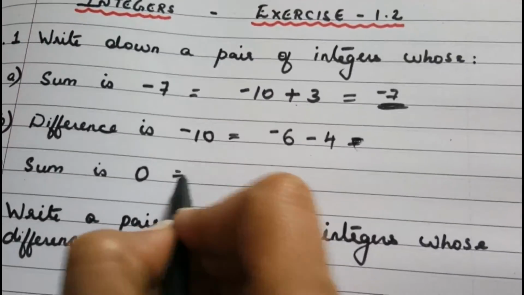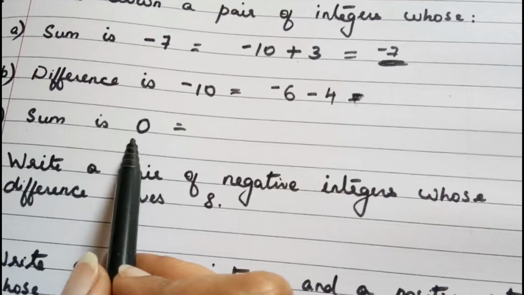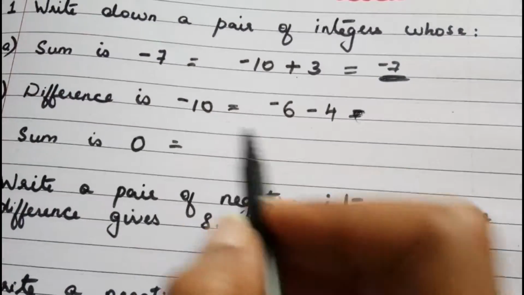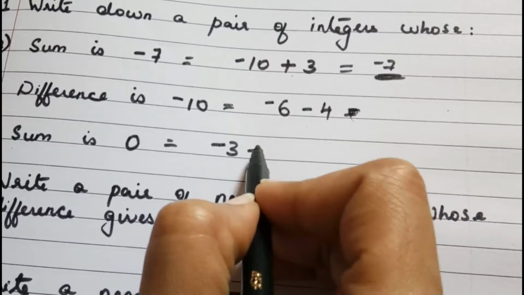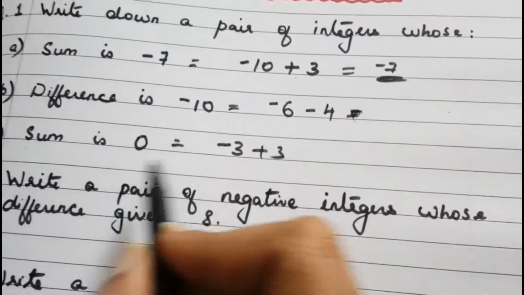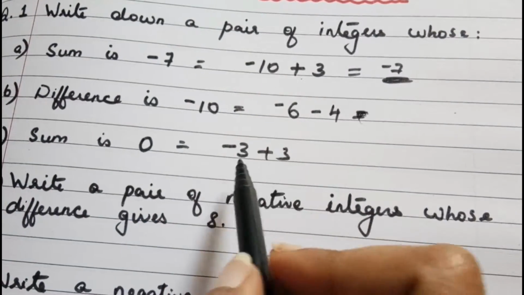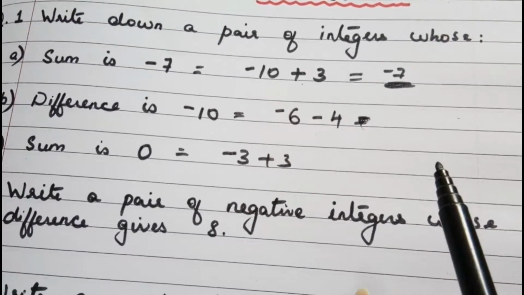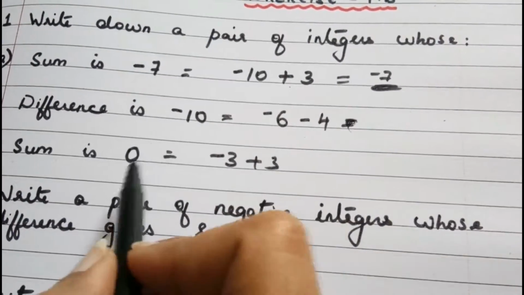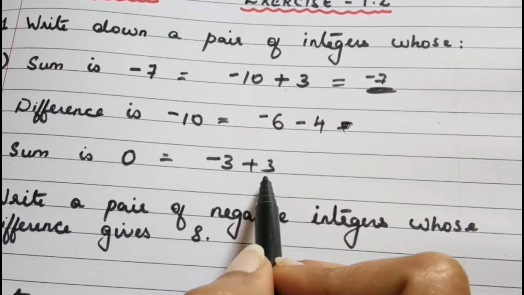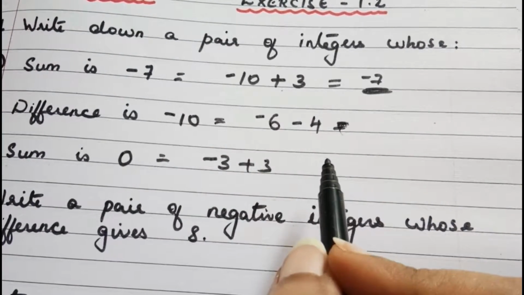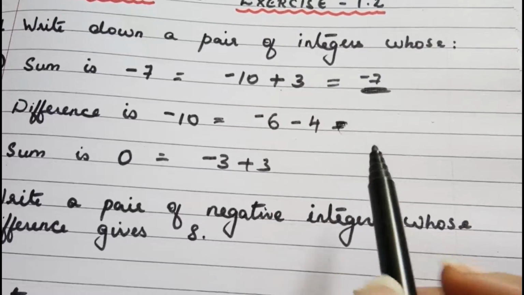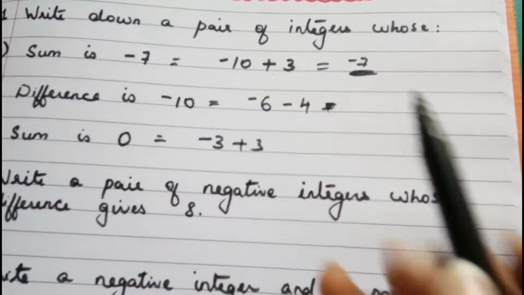The third sub-question is, sum is 0. Very clear. Anything, say minus 3 plus 3, because it is sum. So we have to add minus 3 and plus 3, or say minus 1 plus 1. The answer will be 0. Why? Because minus 3 and plus 3 is 0. Clear? So this was the answer of the first question. This exercise is very easy. It can be sorted very quickly, right?